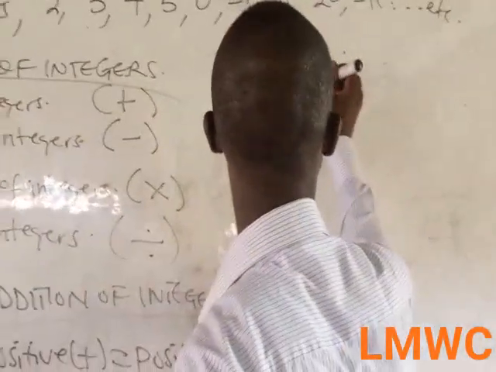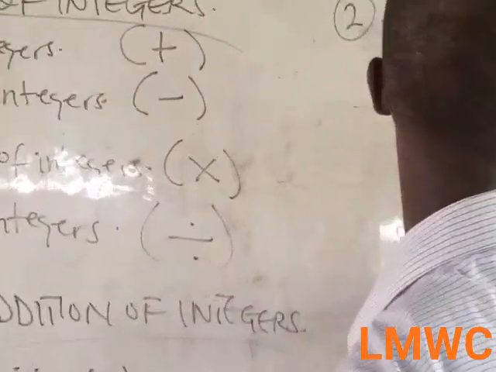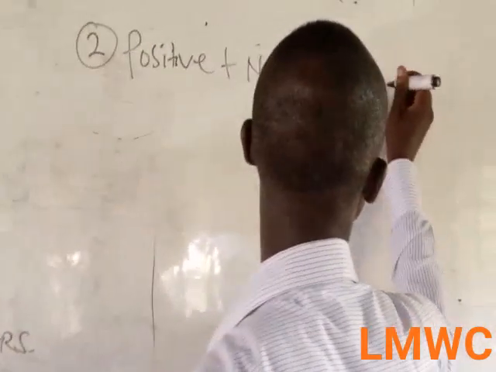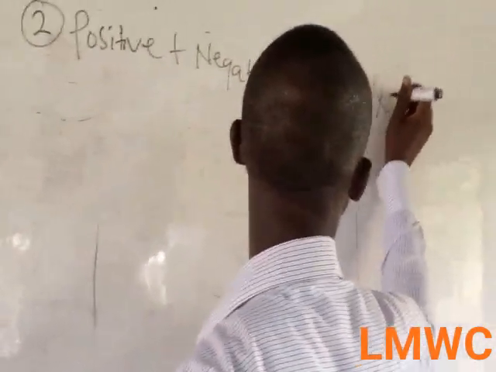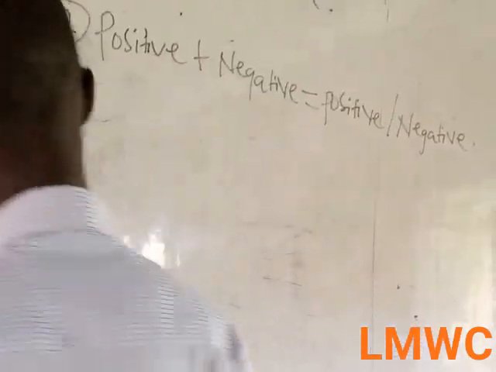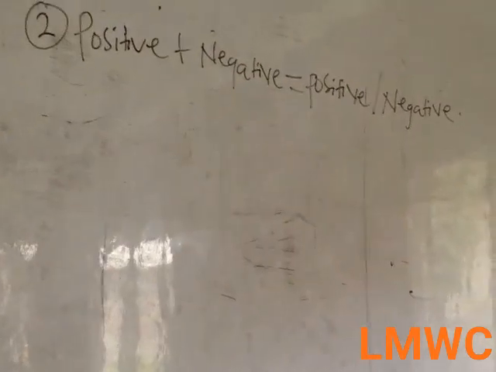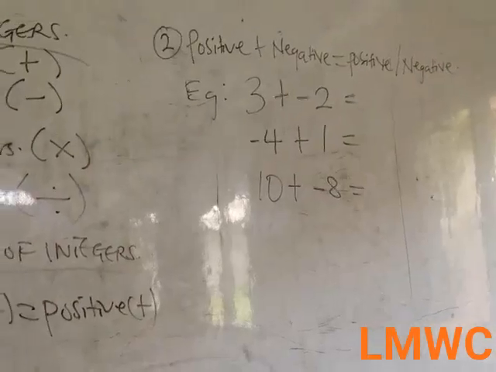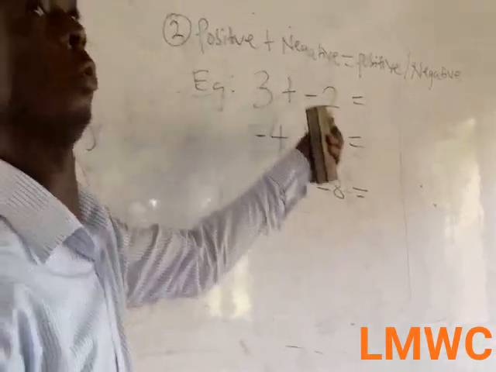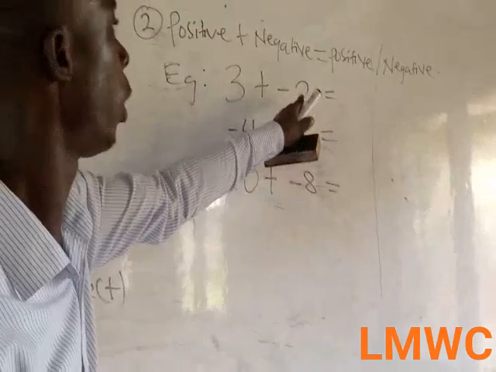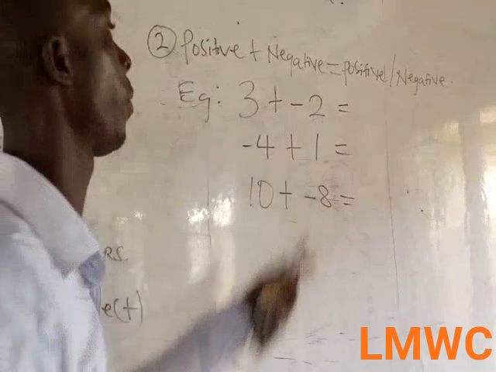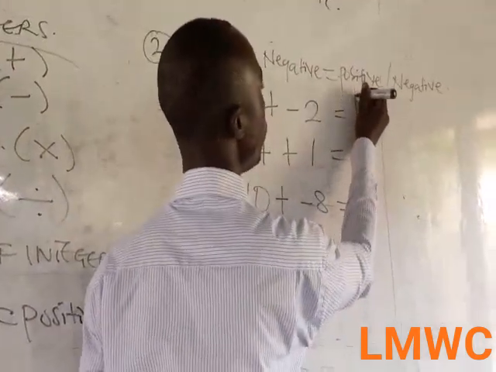2. Positive plus negative is equal to positive or negative. So positive plus negative will give us a positive value or a negative value. Giving you 3 examples here. We have positive 3 plus negative 2. So you are owing someone 2 cedis, you went and paid 3 cedis. So this means it's left with 1 cedi, positive 1.